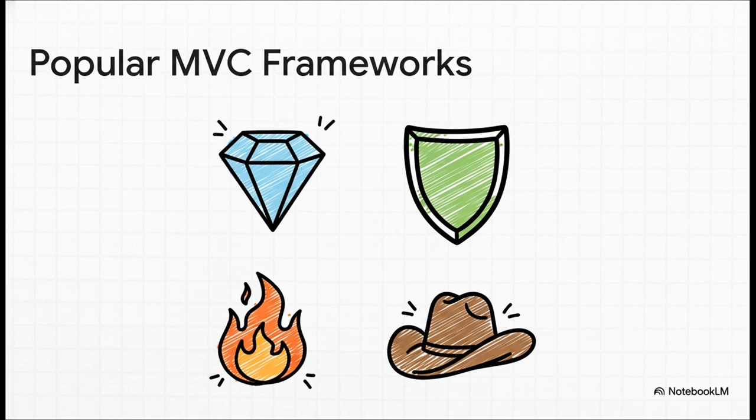Big-time frameworks like Ruby on Rails and Django, and even front-end frameworks like AngularJS are all built on this fundamental idea. They basically give developers a head start by providing this solid structure right out of the box. That way, developers can focus on what really matters, building awesome new features, instead of constantly reinventing the organizational wheel.